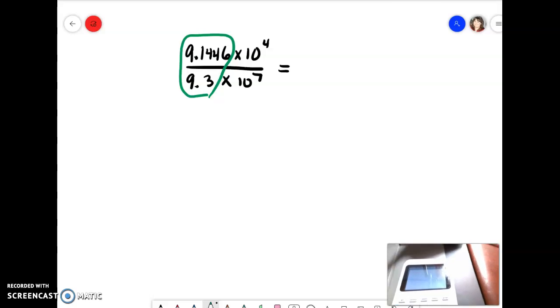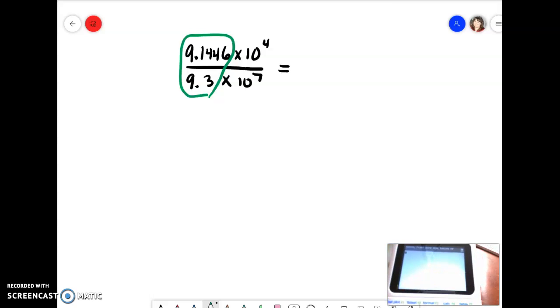Let me go a little bit closer maybe. And so on my screen, I'm going to take 9.1446 and divide it by 9.3. So for that portion of the problem, I end up with 0.98329.